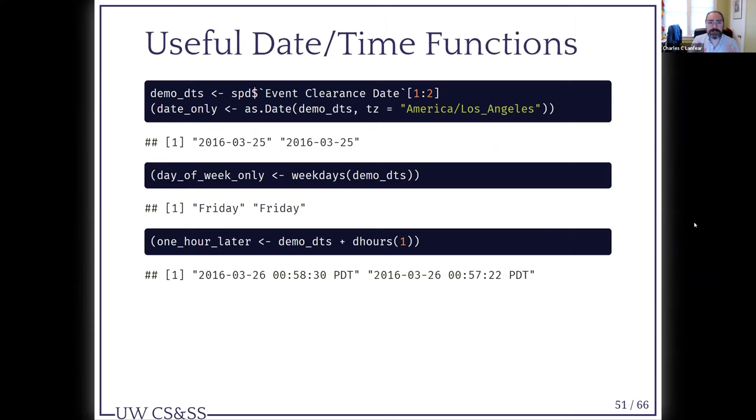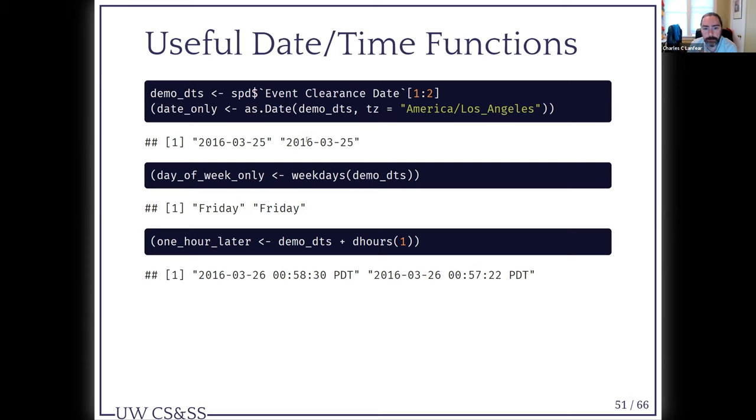So, useful date time functions. If we've got a few observations of event clearance date, here I just have 2016-03-25. So if I grab some date time information, but what I care about is not the time, just the date, you can convert date time information to just a date using the function as.Date. I say as.Date, some date time info, maybe give it a time zone to be specific, and it will give me the current date from that date time object.